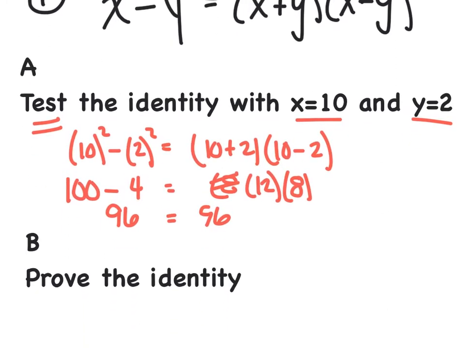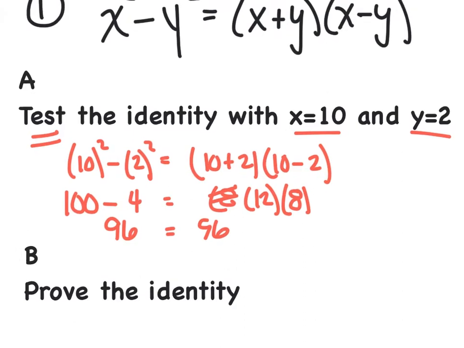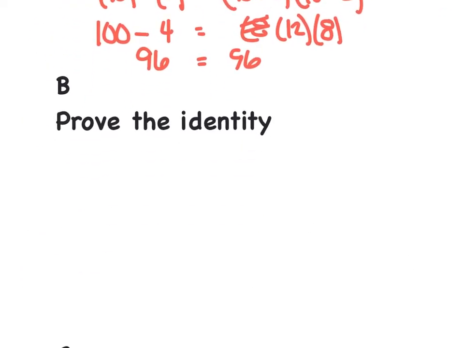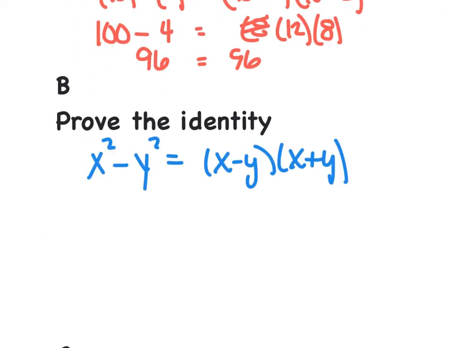Part B. Now it says prove the identity. So recall the identity is x squared minus y squared equals x minus y times x plus y. So when I'm asked to prove it, I'm just trying to show that the left-hand side equals the right-hand side. Now sometimes you can manipulate both of them, sometimes just one of them. So my gut says if I look at the right-hand side, I can multiply, FOIL, distribute, I can clean this side up. So that's what I'm going to do. I'm just going to clean up the right-hand side.